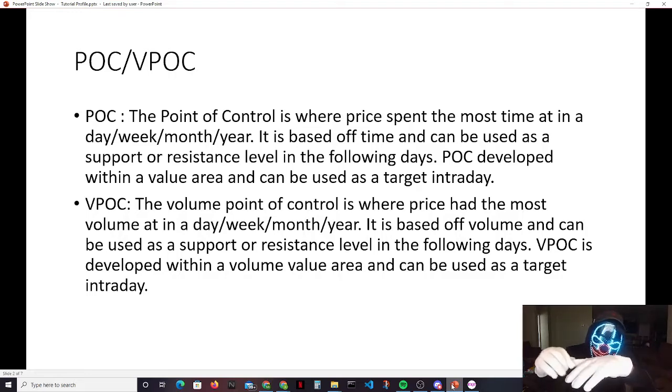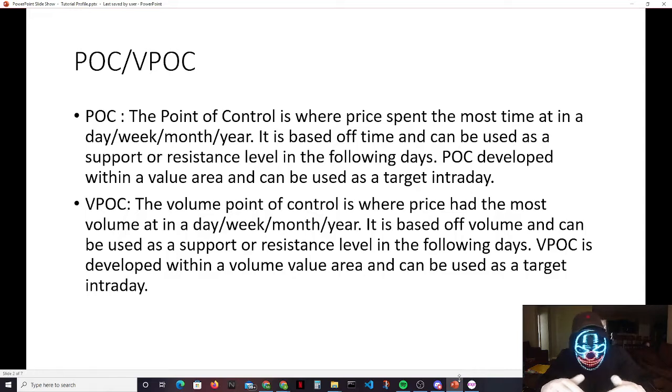Anyway, VPOC, POC, point of control, volume point of control, all the names. What exactly is that? By the book definition, the point of control is where the price spent the most time at in a day, week, month, or year. It is based off time and it can be used as support resistance levels in the following days. POC is developed within a value area and can be used as a target intraday.